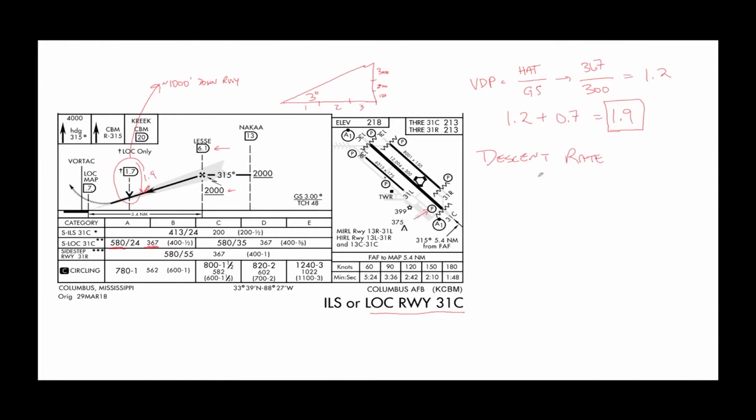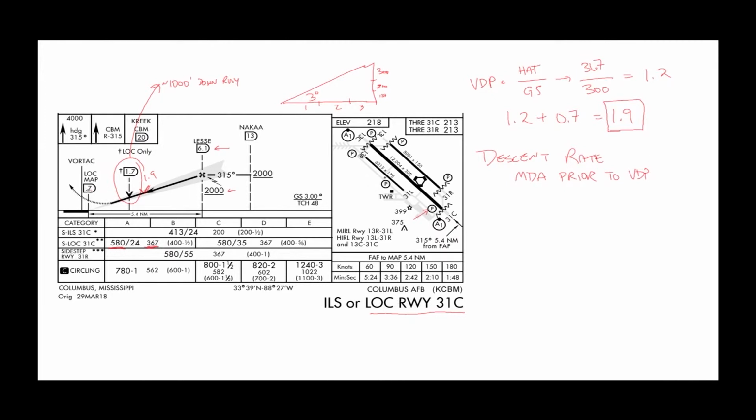Now, for our descent rate, our objective is to get to our MDA prior to our VDP. The MDA is built, you can kind of think of it as like a brick floor. If I'm going to go through my MDA, I'm going to crash. So I need to level off at my MDA and not go below it.